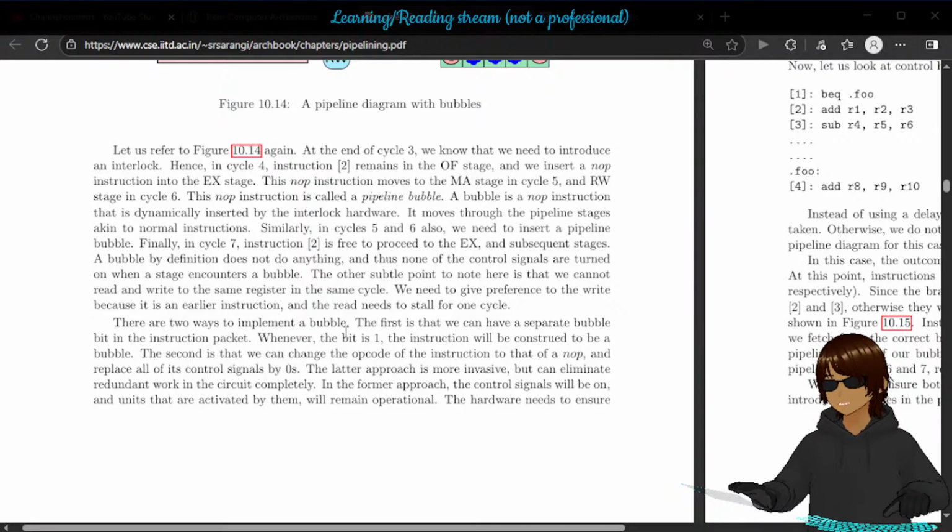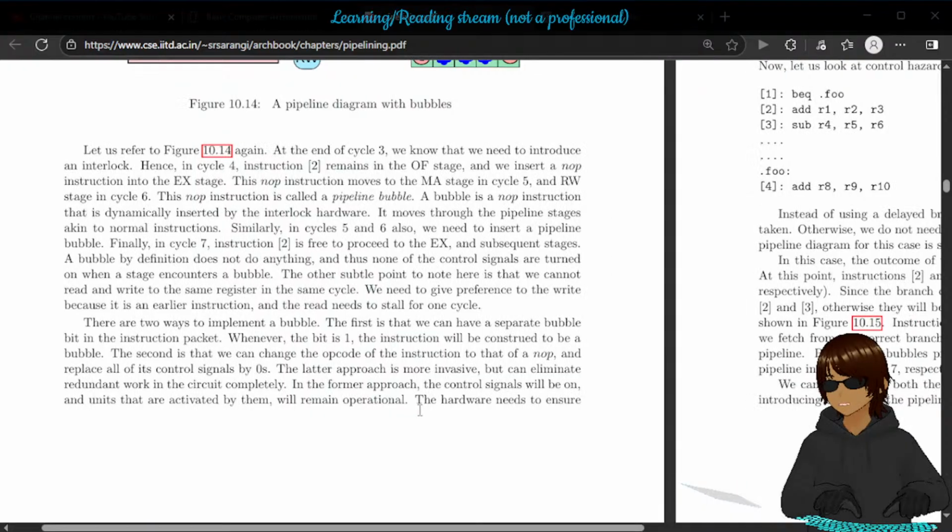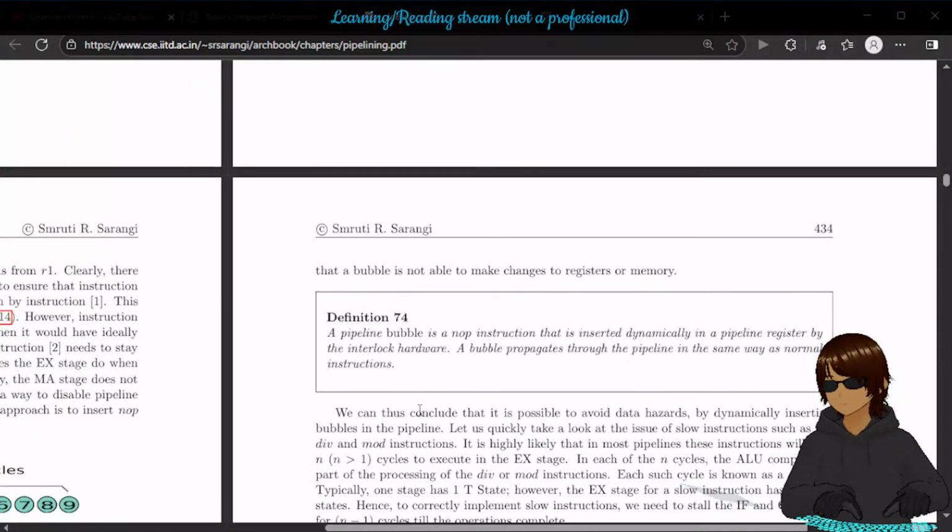There are two ways to implement a bubble. First is that we have a separate bubble bit in the instruction packet. Whenever the bit is 1, the instruction will be construed to be a bubble. Second is that we can change the opcode of the instruction to that of a NOP and replace all of its control signals by zeros. The latter approach is more invasive but can eliminate redundant work in the circuit completely. In the former approach, the control signals will be on, and the units that are activated by them will be operational. The hardware needs to ensure that a bubble is not able to make changes to register or memory.